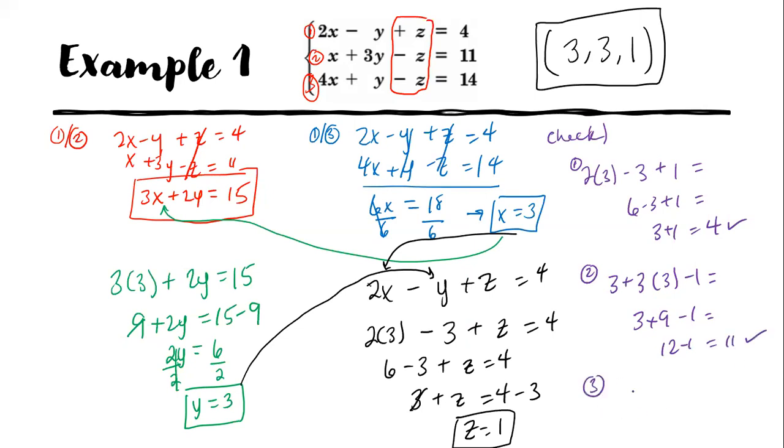And I can check equation 3. And that gives me 4 times 3 plus 3 minus 1. That gives me 12 plus 3 minus 1. That gives me 15 minus 1, which equals 14. So I know that I did it right. Okay, how do we feel?